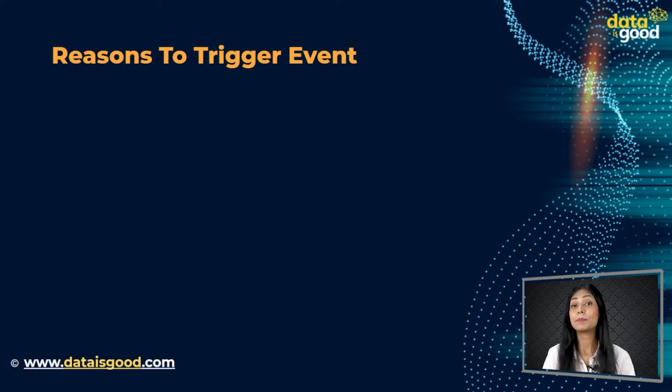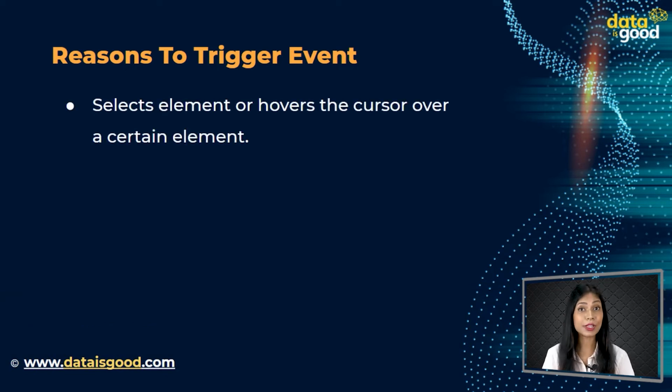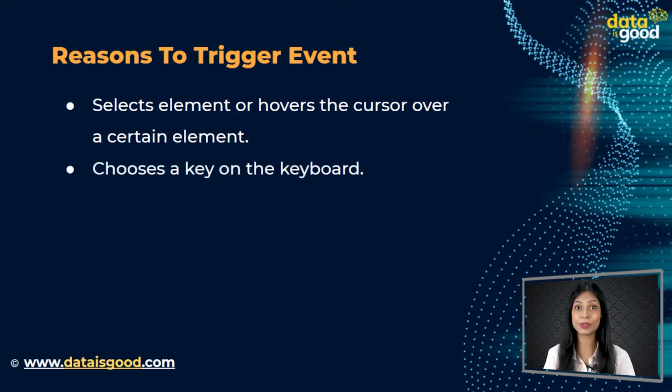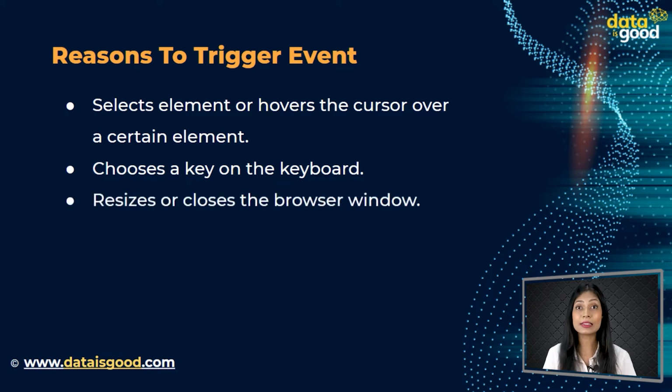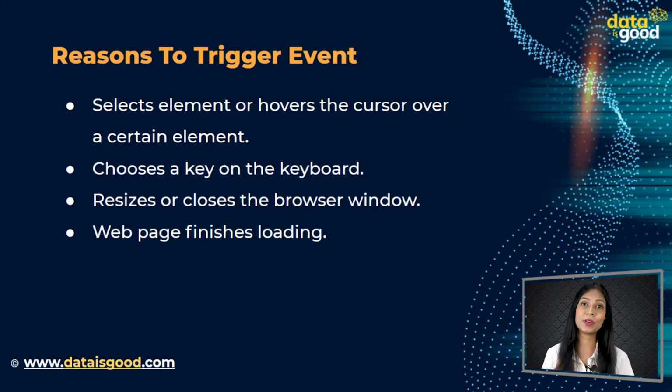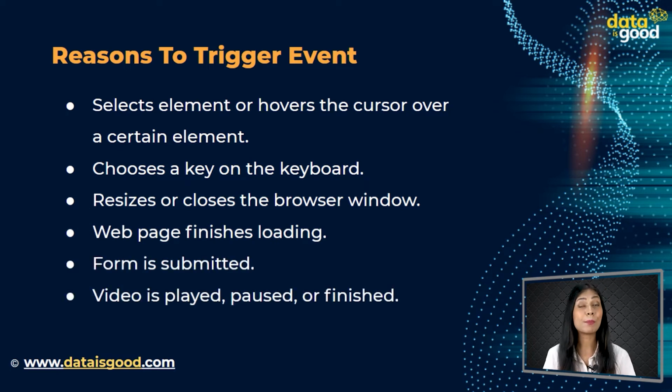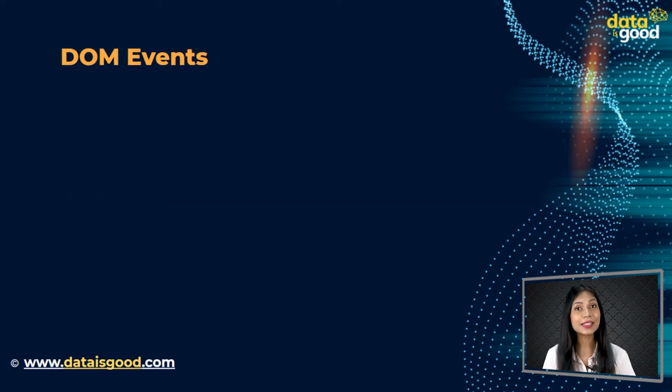For example, the user selects a certain element or hovers the cursor over a certain element. The user chooses a key on the keyboard. The user resizes or closes the browser window. A web page finishes loading. A form is submitted. A video is played, paused, or finished. An error occurs. Now let us see what DOM events are.